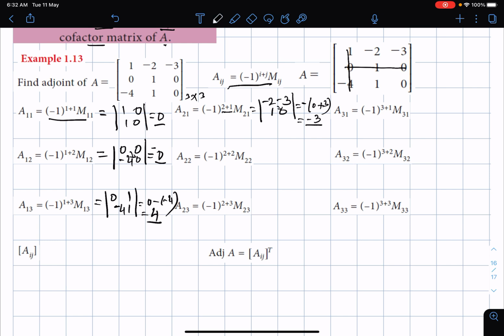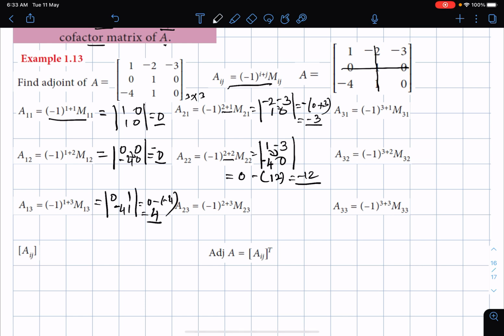Okay. Now coming to A22, your determinant is going to be the second element of the second row. So again you cancel the second row and the second column. You get 1, -3, -4 and 0. Sorry, it is -4, isn't it? So when you expand this, you get 0 minus of minus into minus, plus 12. So that is going to give you -12.